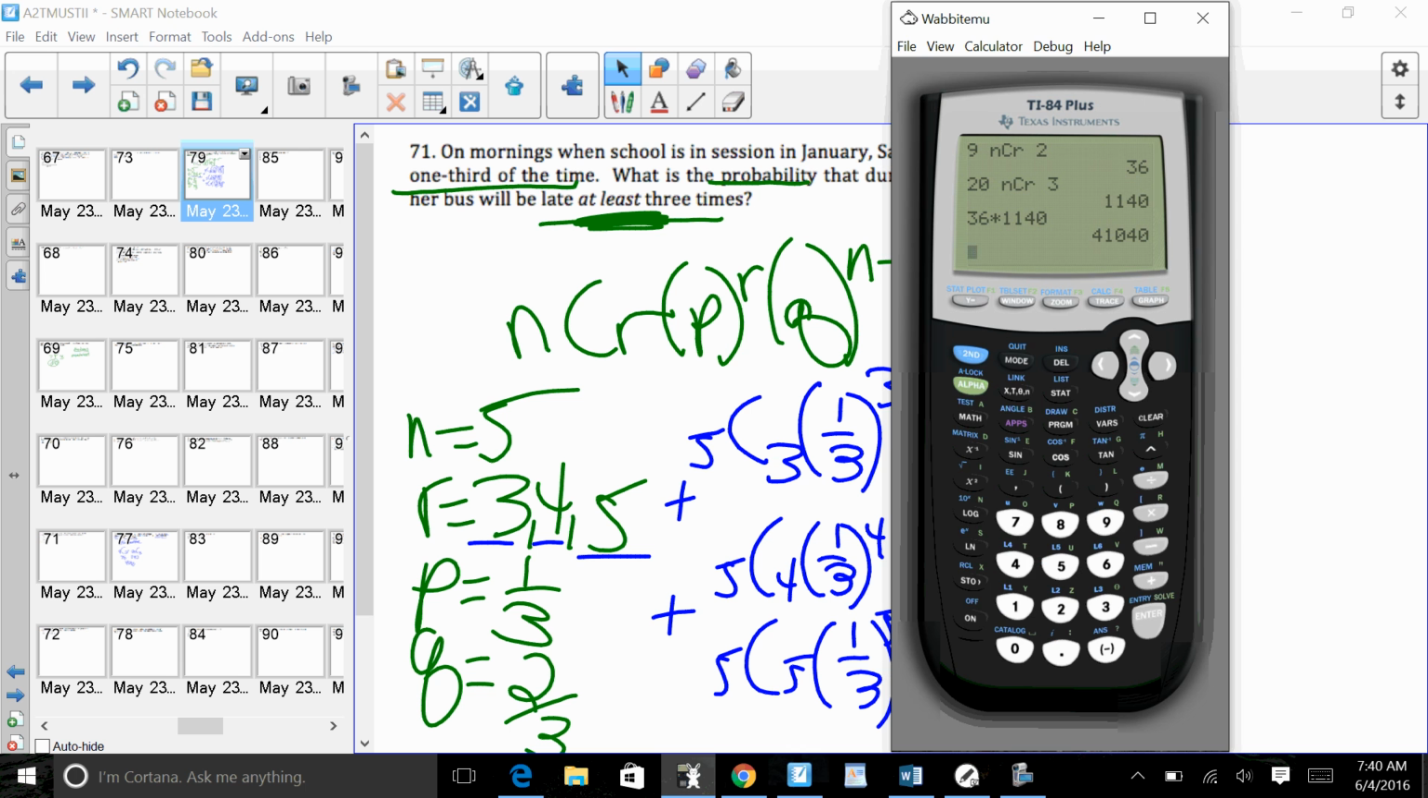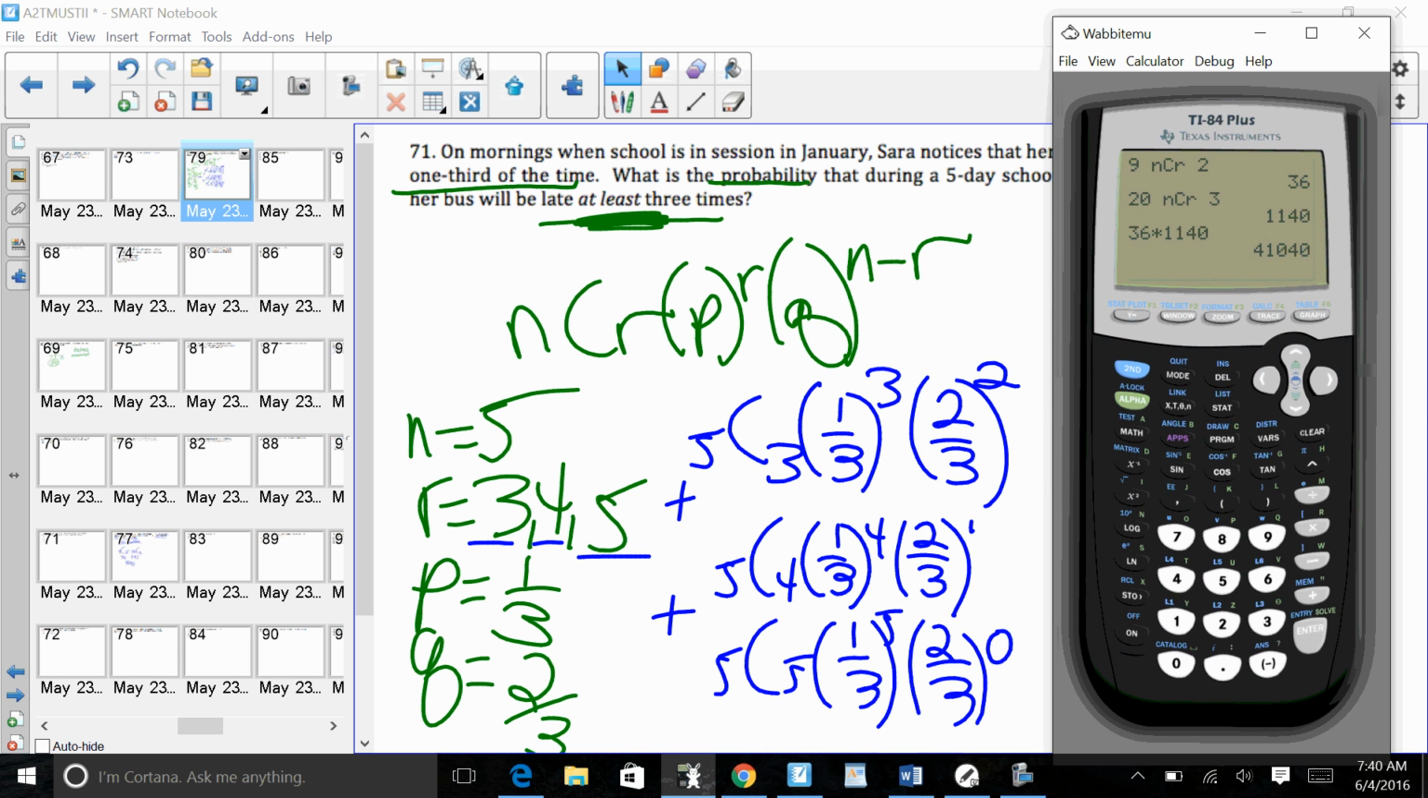I have 5, math, C3, 1/3 to the power of 3, 2/3 to the power of 2. I want my answer to be a fraction. It is a fraction. Great.